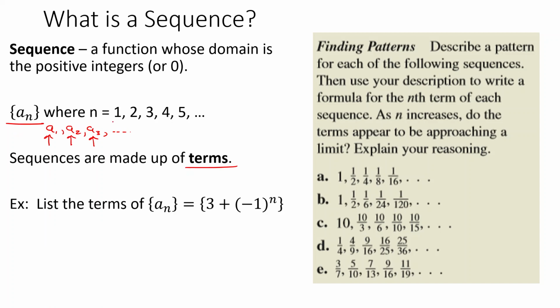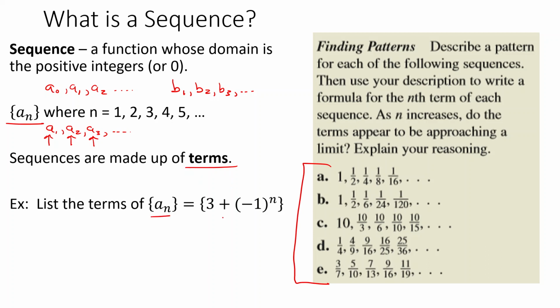We could start at a sub 0 if we wanted to, depending on where we wanted to start, and a sub 1, a sub 2, and so on. We could use a different letter if we want. We could say b sub 1, b sub 2, b sub 3, and so on. All right, these are all just sequences. If we just make a list of numbers, that is a sequence. These things over here are all examples of sequences.